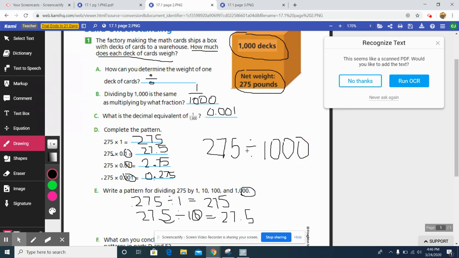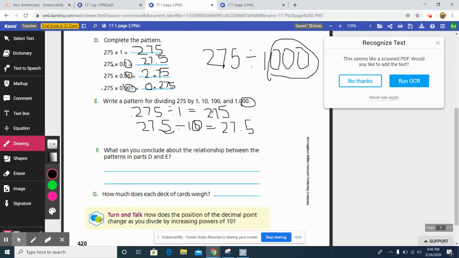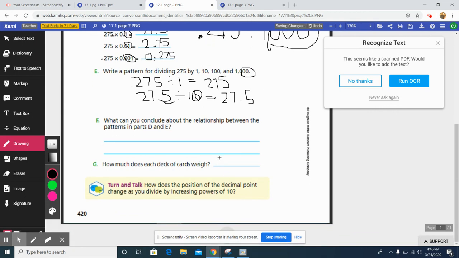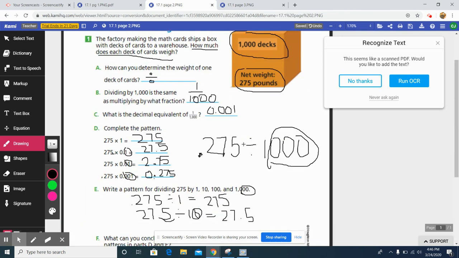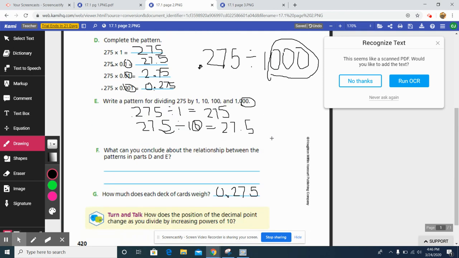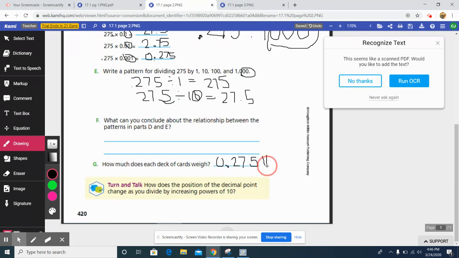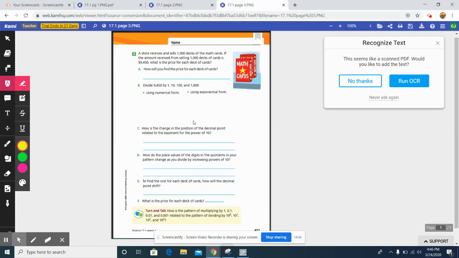So what are we going to do? We're going to move our decimal 3 times to the left. 1, 2, 3. So there's where our decimal is. So how much does it weigh? 275 thousandths. And come back up here. Oh, pounds. So find out how we label it. Okay. All right, let's move on.